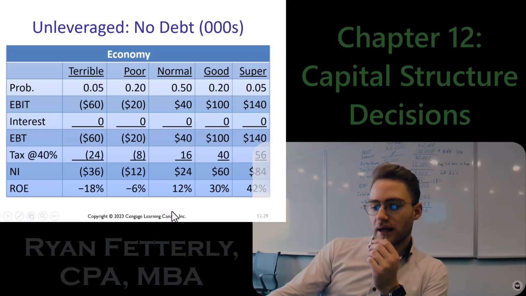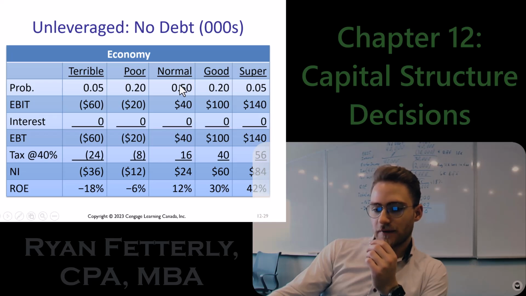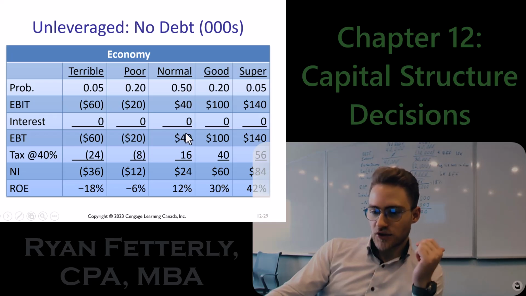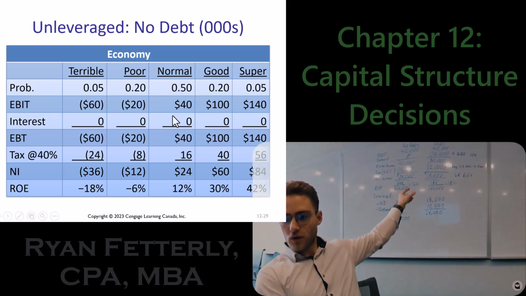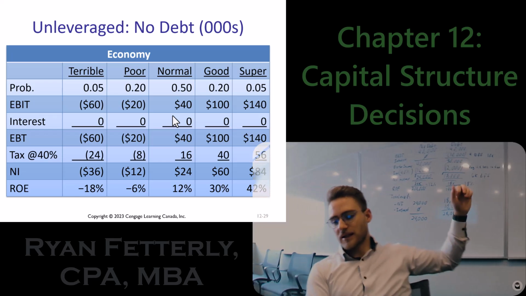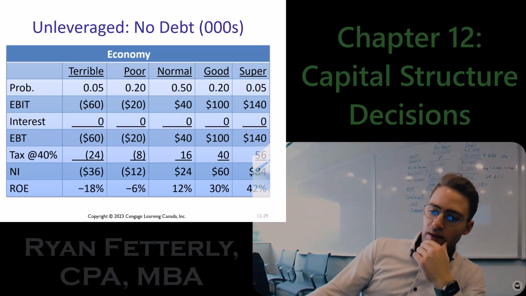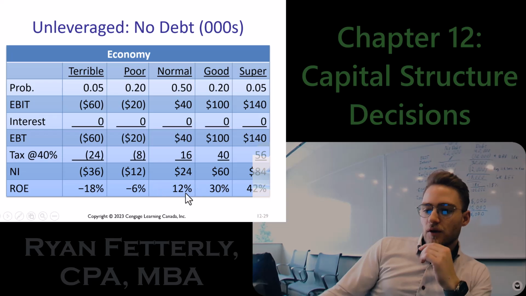So under a normal year, we'd expect, this is a 50% probability, and this is the circumstance we just addressed, with $40,000 in earnings before interest and tax. We pay $16,000 in tax. Net income is $24,000, and then our return on equity is 12%.